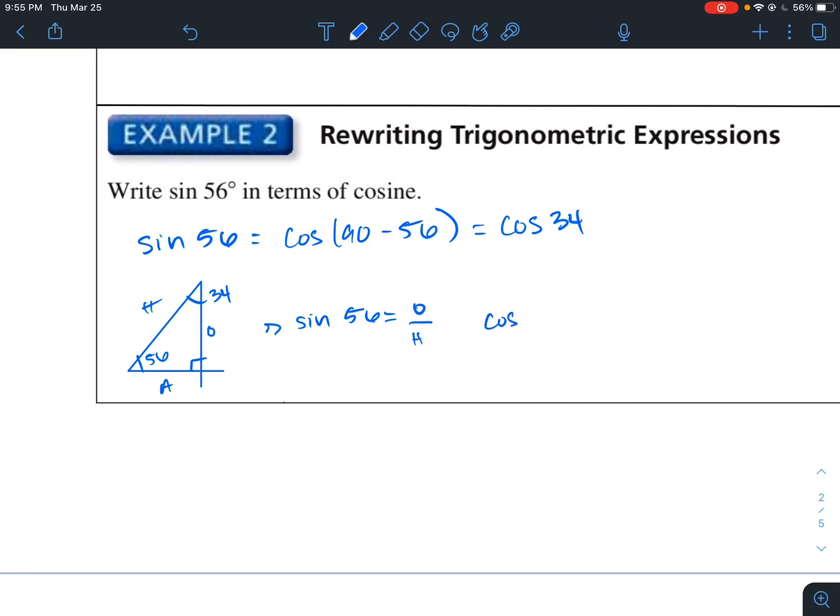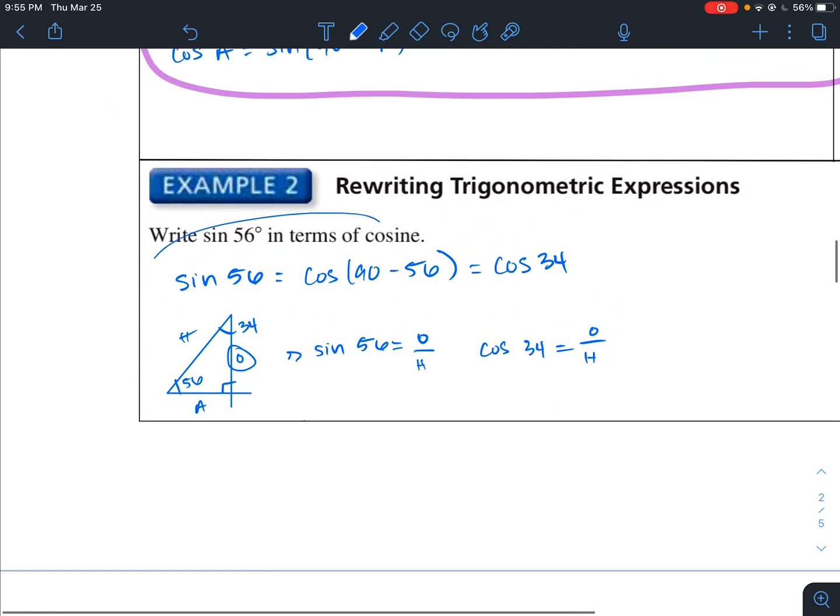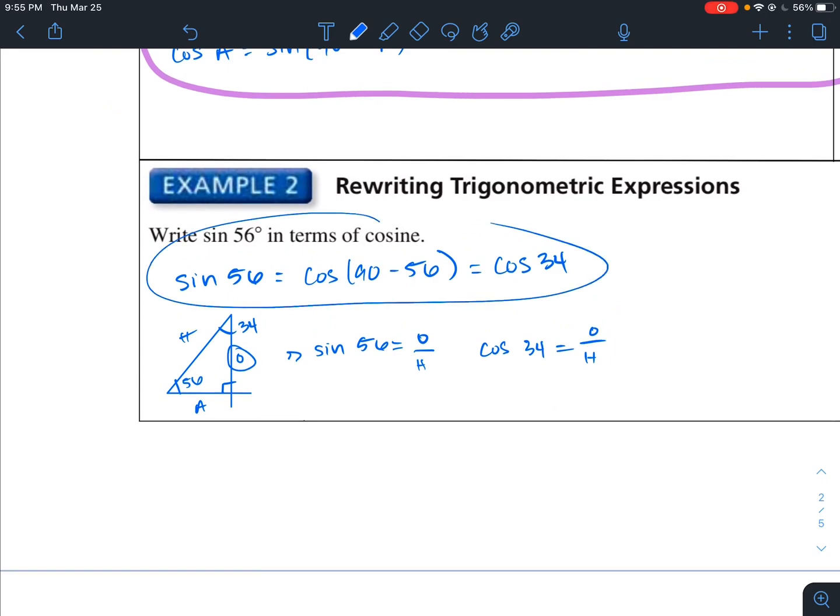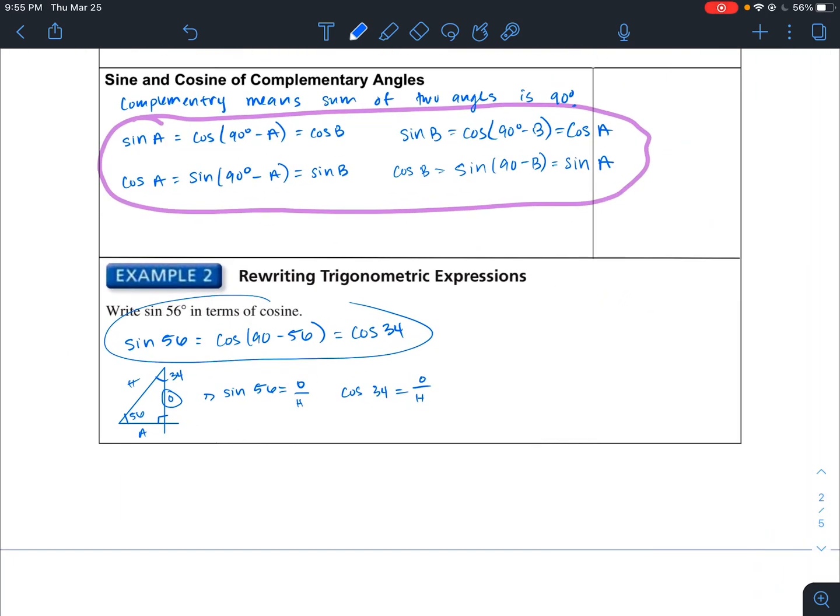And cosine of 34 would be, again, if we're looking at this angle, the adjacent side would be this side length right here, and the hypotenuse would be h. So notice here that they're the same thing. So sine of 56 and cosine of 34 are the same thing. Okay, so that's pretty much all we're trying to achieve here. It's just noticing how they are the same thing.